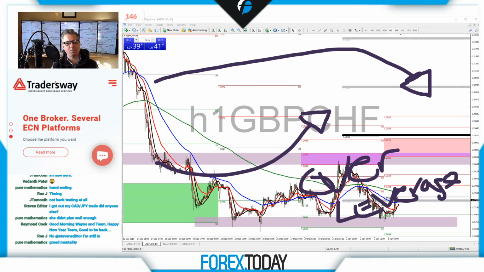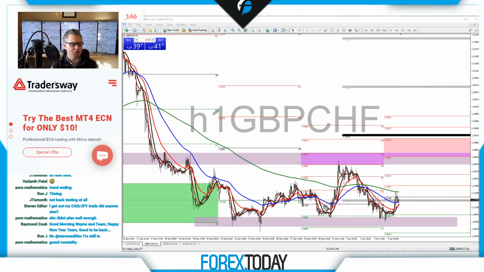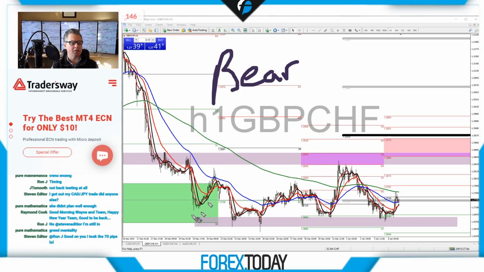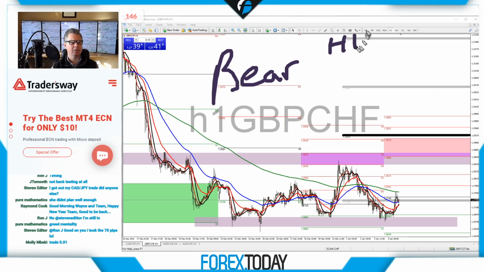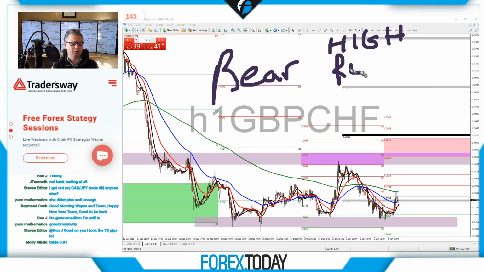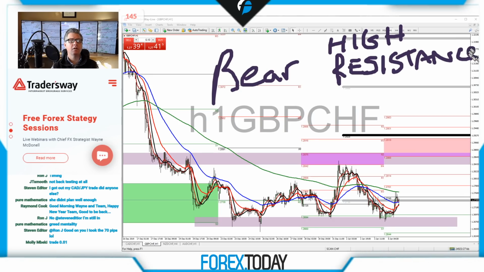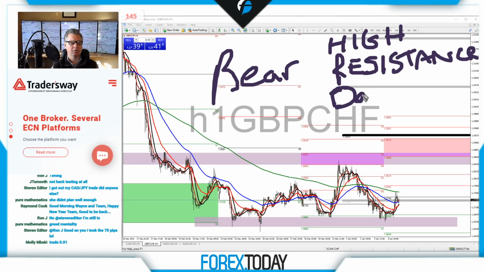Then the next part is we need to work on the trade planning. If you are a bear or you believe the market's going to turn bearish, you can only sell high at resistance in a downtrend. You guys taking notes?